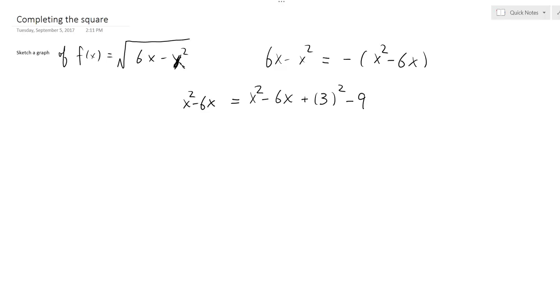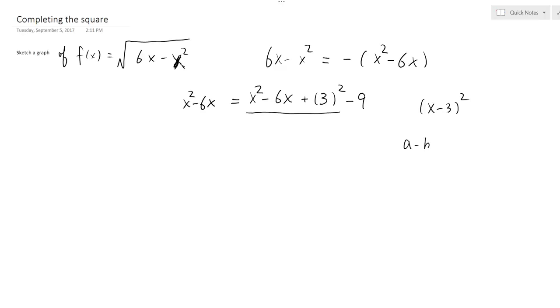Okay, so that's the thing. But now we look at these three terms. These three terms are the expansion of a complete square. What we mean is that this is exactly x minus 3 squared. We know the following formula.